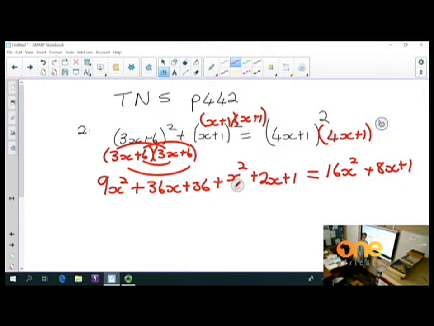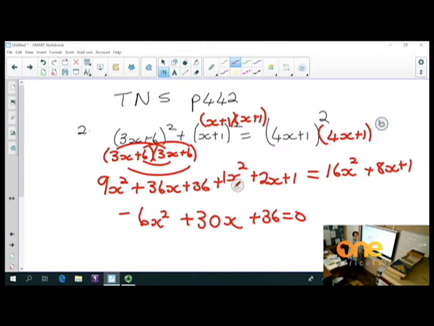So now we collect them all on the one side. So 9 plus this 1 is 10x squared. If I bring that one over, it's negative 6x squared. Here, 36 plus 2 is 38. If I bring this one over, change the sign, 38 minus 8 is then plus 30x. And here the 36 plus the 1 is 37, minus 1 is 36, is equal to 0.